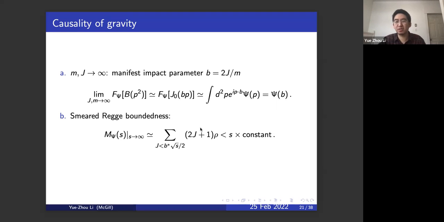Now we can briefly sketch the proof for smeared Regge boundedness. If we have a smeared amplitude and a partial wave expansion, then when s goes to infinity the Legendre polynomial is basically order 1. Because the wave function decays fast enough in impact parameter space, and the impact parameter is basically 2j over m, it effectively cuts off at some large spin. That means we can effectively evaluate the whole amplitude below j equals some value b times square root of s. So this whole thing is just less than s times a constant.